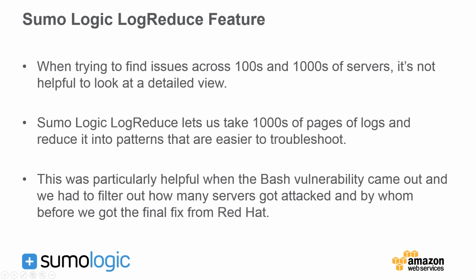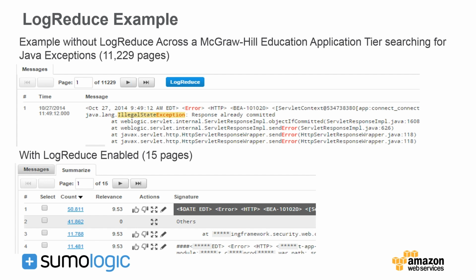To give an example of this, this particular example comes from one of our application tiers running a Java app. And if you've ever administered or troubleshot a Java app, you know Java exceptions are very common. Some are way worse than others. This particular example is pulling, I believe, 24 hours of data across an entire application tier for one of our applications, just Java exceptions. I use this example because I wanted to show the power of log reduce.